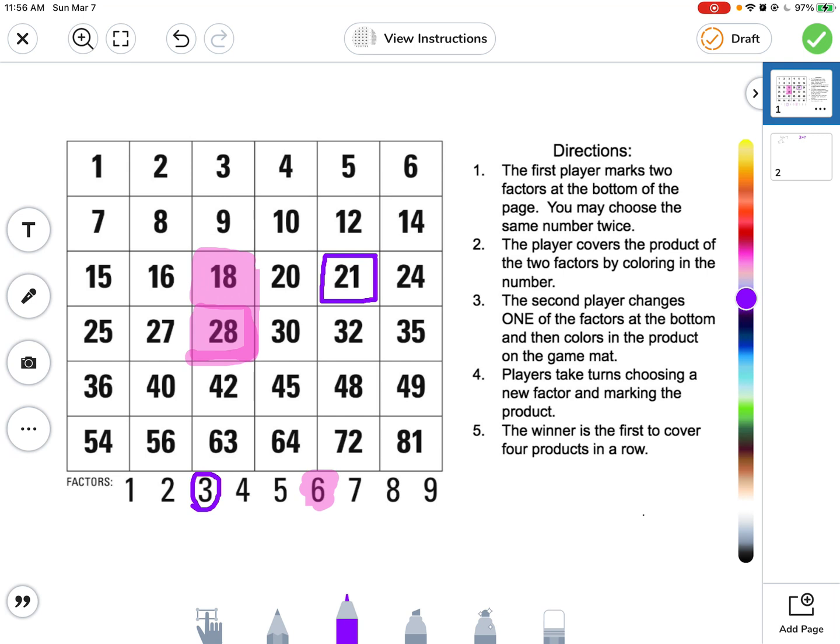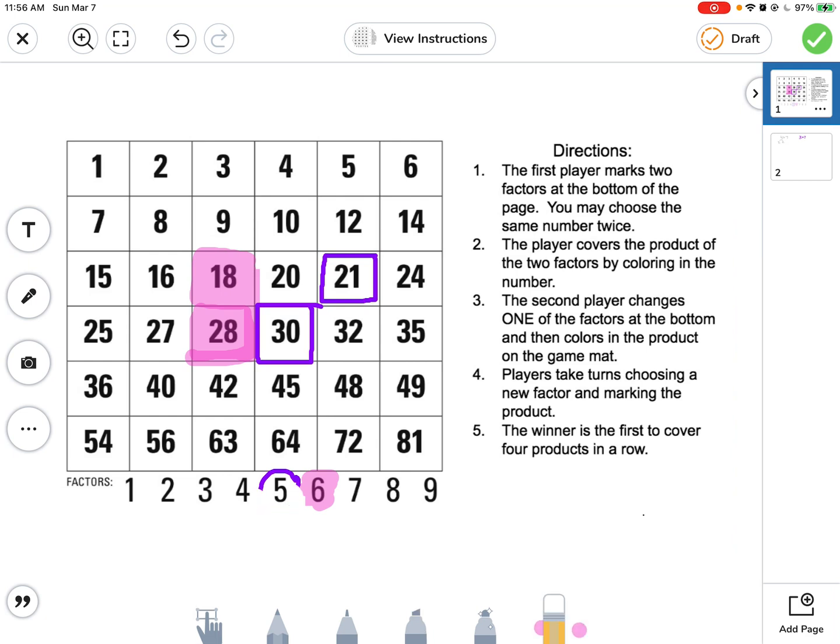Now my partner goes, and they can choose to move the 3 or the 6, but only the 3 or the 6. My partner is going to choose to move that 3 and make it a 5 because they know 5 times 6 is 30. And that's going to get them 2 in a row because they're looking diagonally. It's my turn now. Looking at what I've got, I want to see if I can make a fact that makes 9 or 42. And I know actually that 6 times 7 makes 42. So I'm going to move the 5 to the 7, and that makes 42. So I've got 3 in a row now.